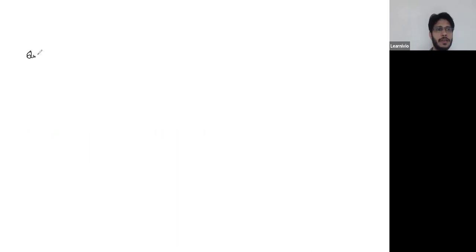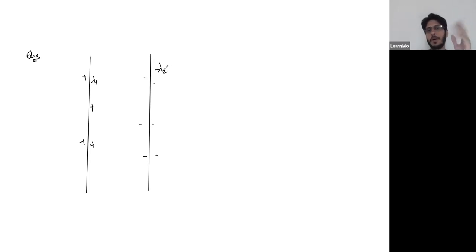Let's solve a numerical on the same concept. Let's take two long wires having linear charge densities lambda and minus lambda. We consider a point P here. This point is at a separation D from both the wires. We have to calculate the electric field at P.